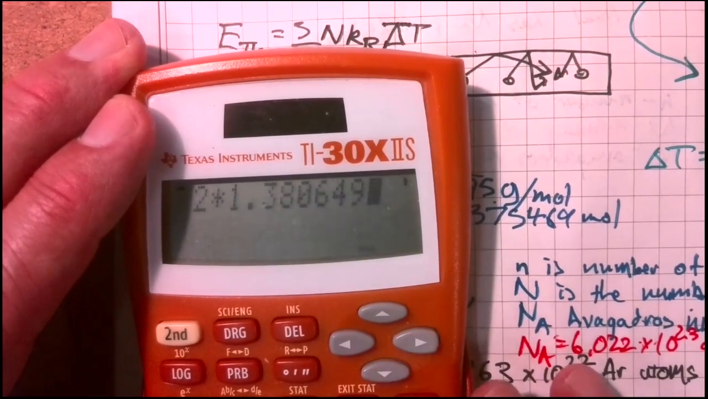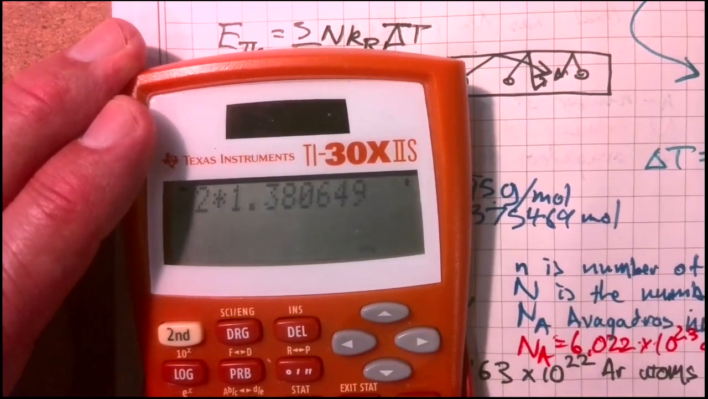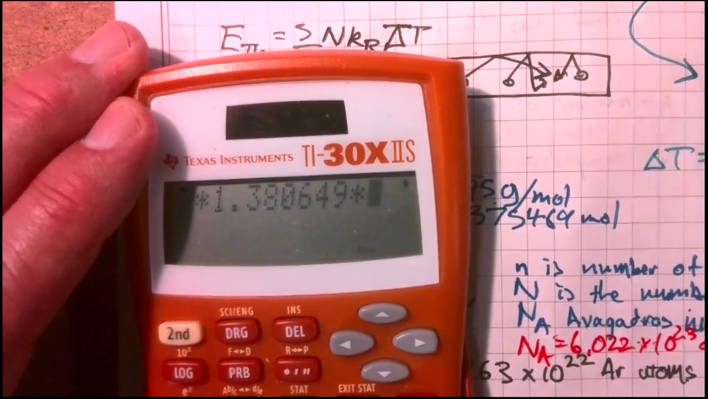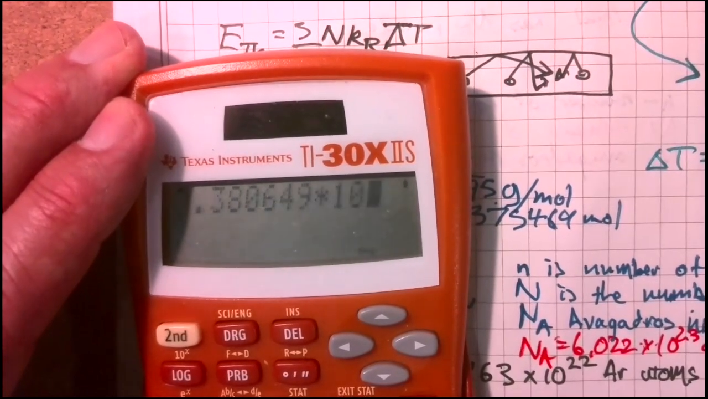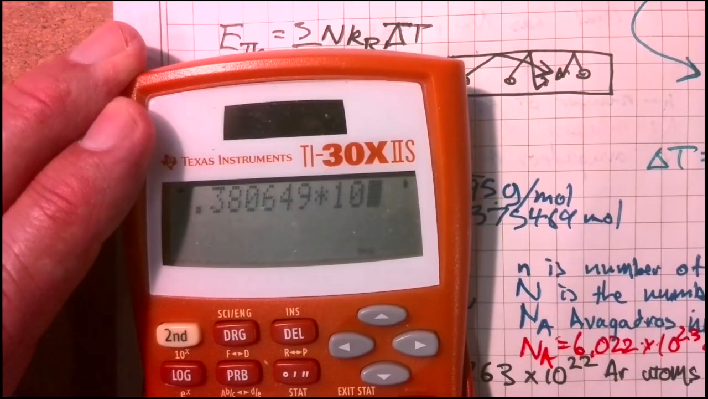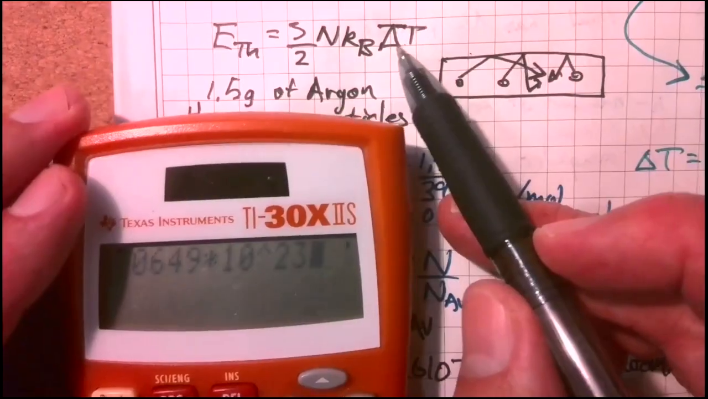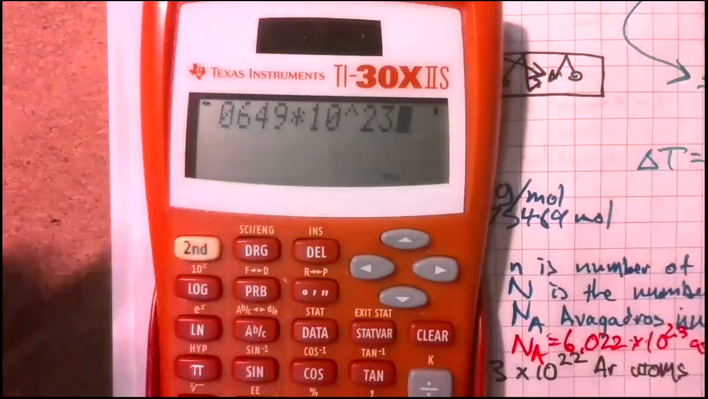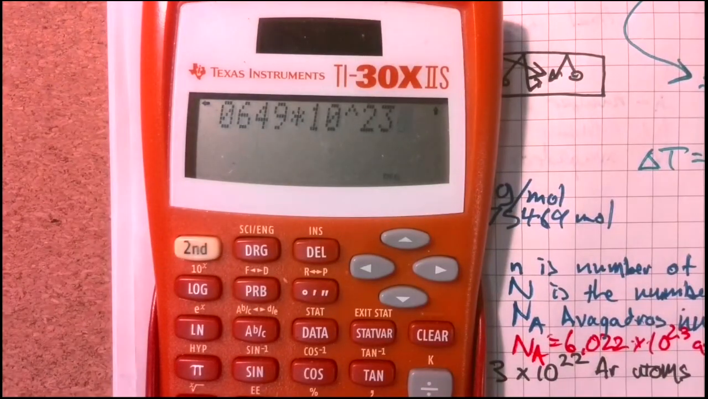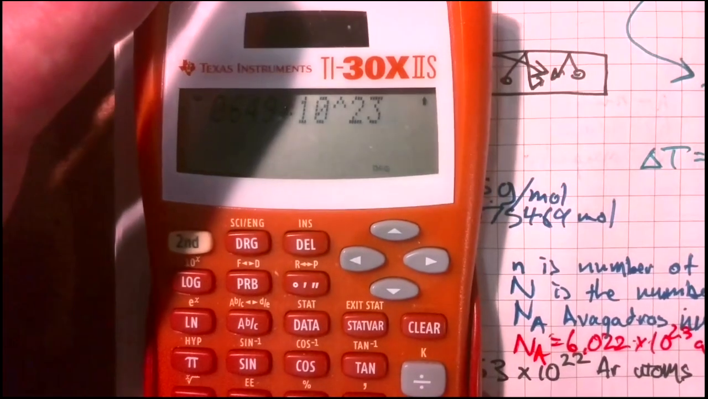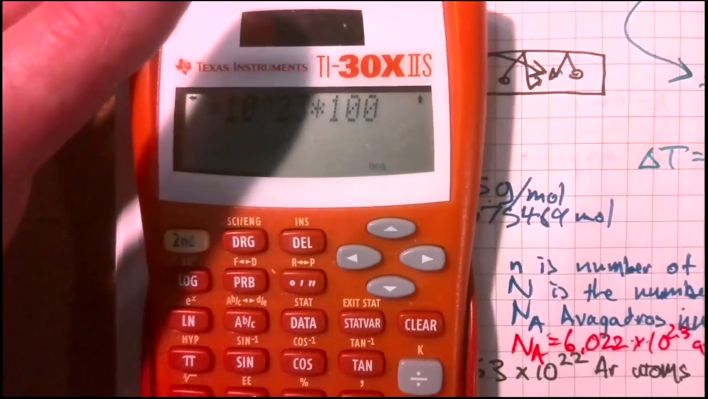I'm selling. Okay. 649 times 10 to the power of 23. Okay, what do I got here? And the temperature change, delta T. What did the problem say? All right, way back when we were talking about this problem. Oh, it's 100 degrees Celsius. Okay, we're gonna put in that's delta T times 100.